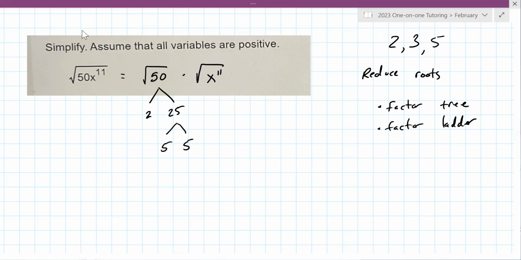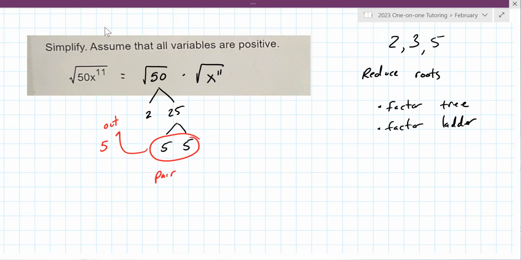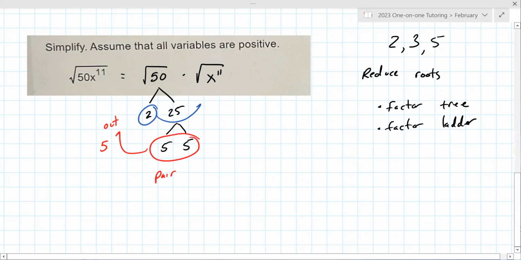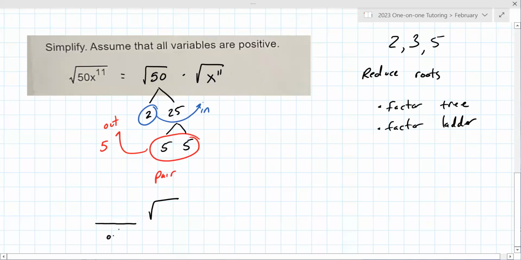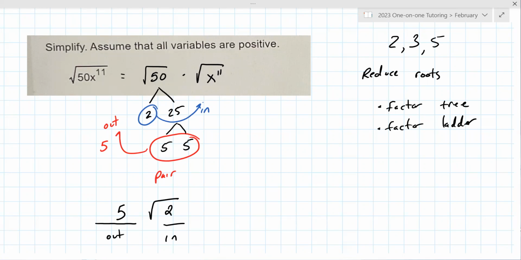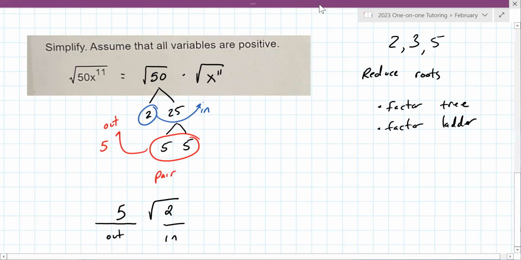You're looking for pairs. So if you have a pair, that means that 1 comes out. Okay, basically a 5 is going to come out. Anything that's not brought out stays in. So the square root has a part that's out and a part that's in. The 5 comes out and the 2 stays in. Is that something you've seen before? Not really. Okay, so we can do a few more examples of that. That will hopefully clarify this.